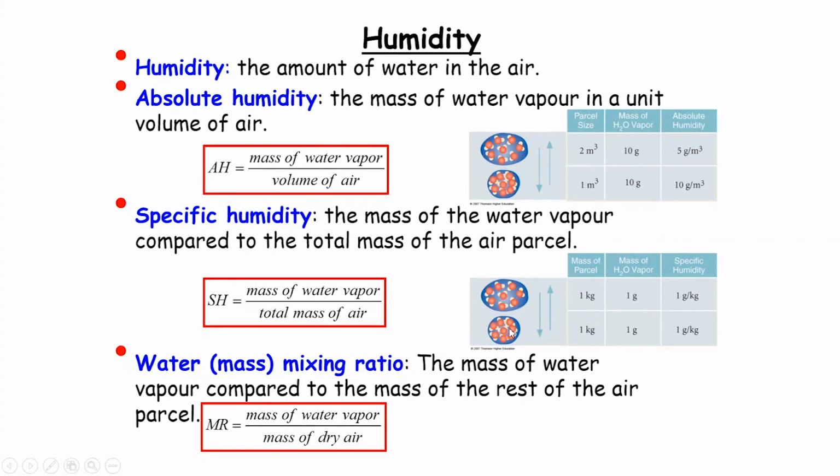Suppose it is compressed; the mass of the air pocket doesn't change. Same mass of 1 kg, and the mass of H2O vapor is 1 gram, so the specific humidity is still 1 gram per kg. We are more interested in specific humidity because the volume of air always changes due to the surrounding pressure and temperature. Anyway, we don't need this water mixing ratio.